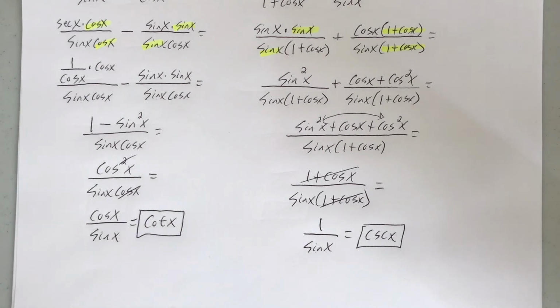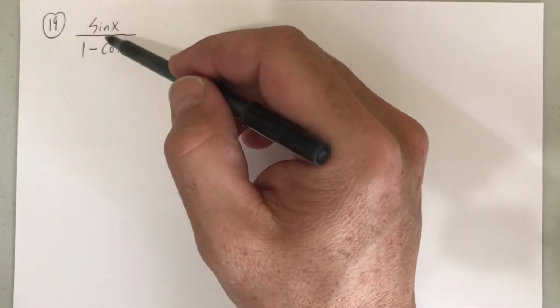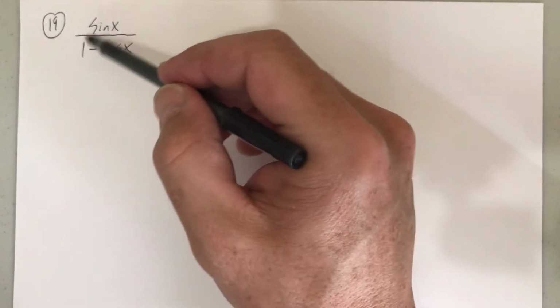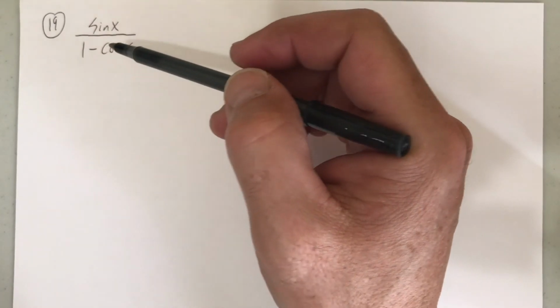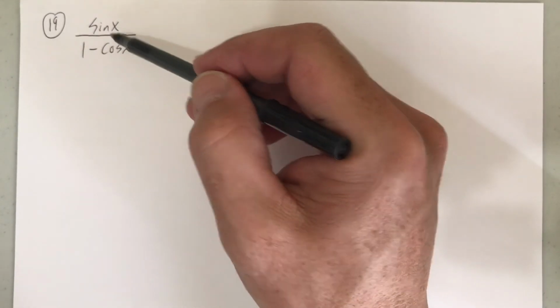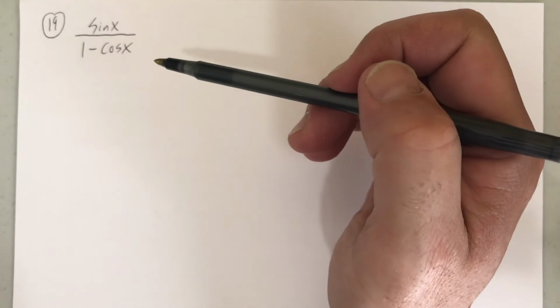So we'll go ahead and take a look at the last one in this group, number 19. All right, guys, so looking at number 19, this one is a little more difficult. So when you're looking at this, you're saying, well, what is it that I can do? I mean, I already got a sine, I got a cosine, there's not much else I can do.